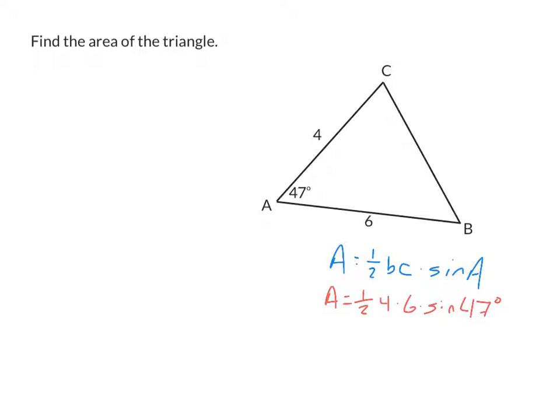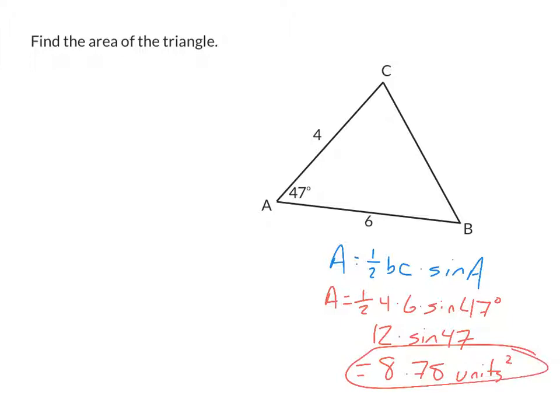Half of 4 times 6, half of 4 is 2, times 6 makes 12, and then we're just going to do 12 times sine 47. Sine of 47 is about 0.7314, and then we take that times 12, and we come up with 8.78, and that's in units squared. Okay, and that's the area for this triangle using our new formula. For now, we are done.